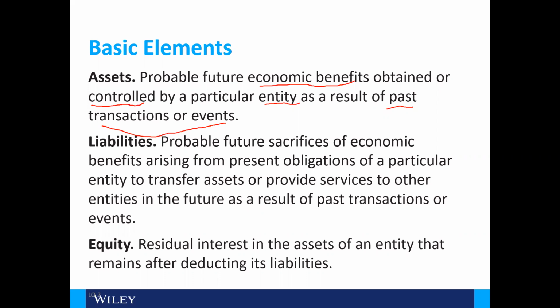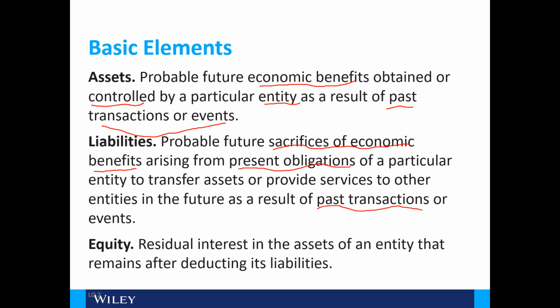So let's see how the definition changes. We still see probable future. So I want you to see the consistency of that between an asset and liability, probable future. But instead of economic benefits, we're talking about economic sacrifices. So we're sacrificing our economic benefits here. And we owe someone today as a result of something that happened in the past.